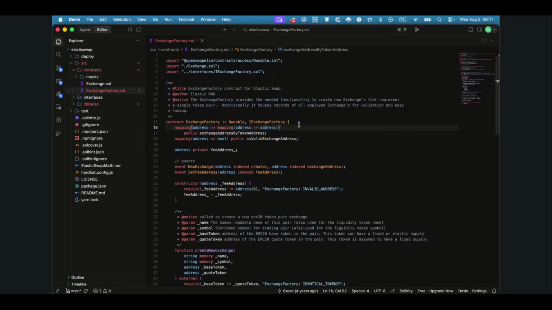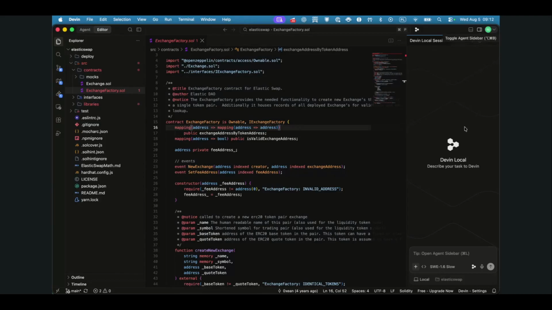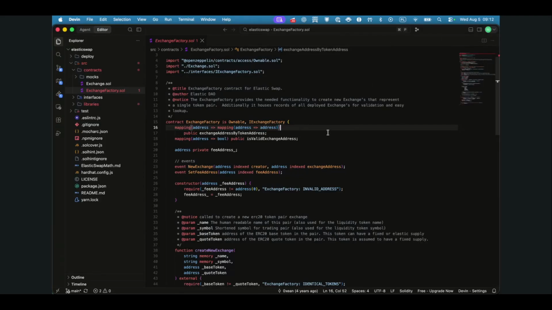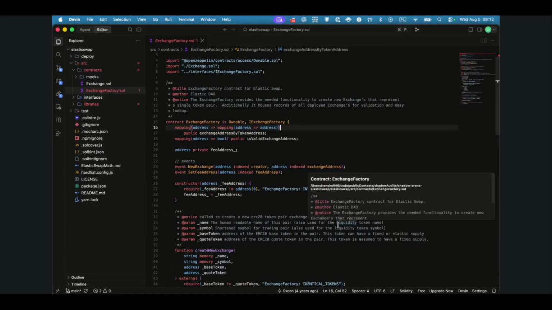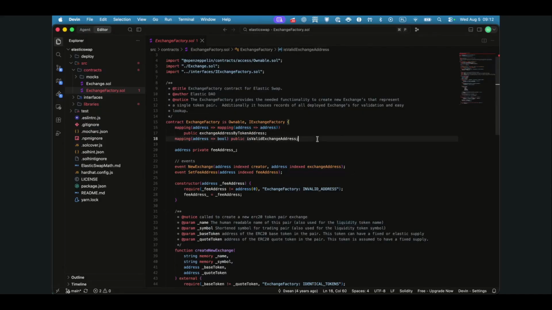So yeah, let's see. It says the contract for ElasticSwap. This is Devin or Windsurf, as it was called before. I used to use ChatGPT or Claude here, but I just switched to Claude Code directly. I think it's also possible to add it here as an extension or something like that, but from my opinion, it's better to just do it on the terminal.